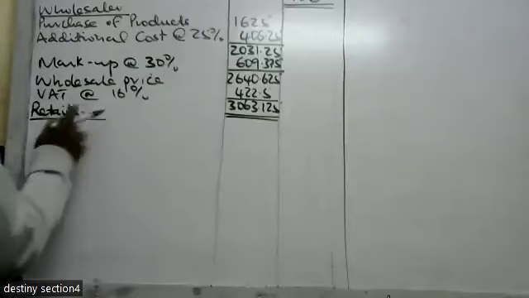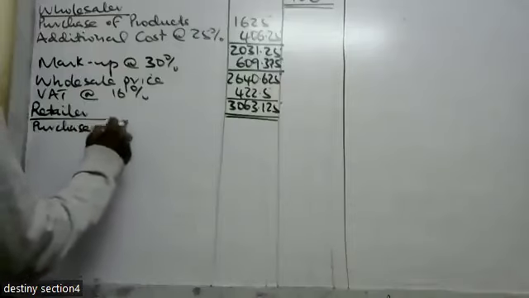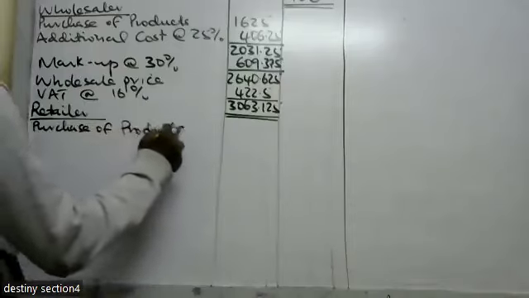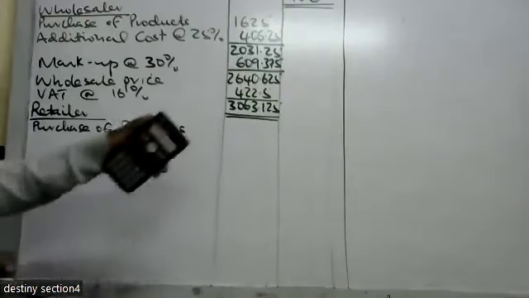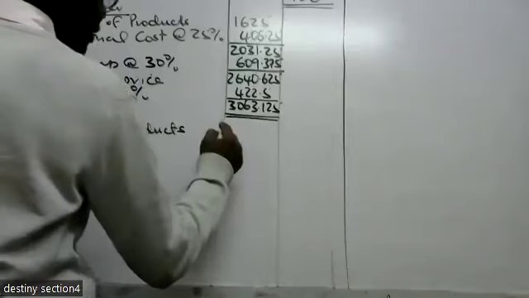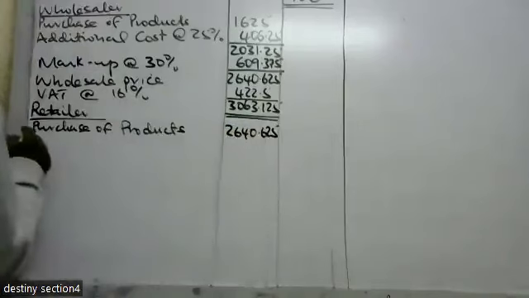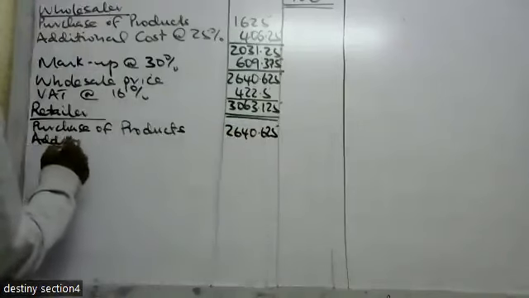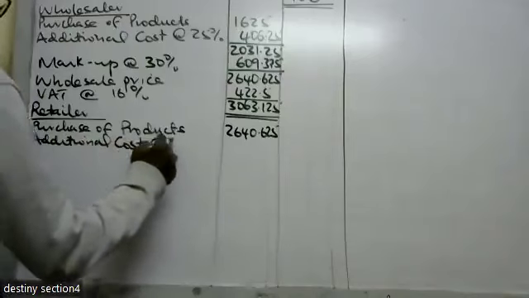So the retailer's purchase of products is still from the wholesaler. Again, you do the same thing. The invoice price is 3,063,125, but you separate the VAT from the cost. So the purchase of the product you put here is 2,640.625, then add additional cost because the retailer is going to incur conversion costs.